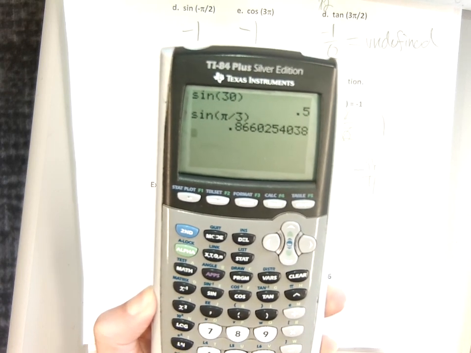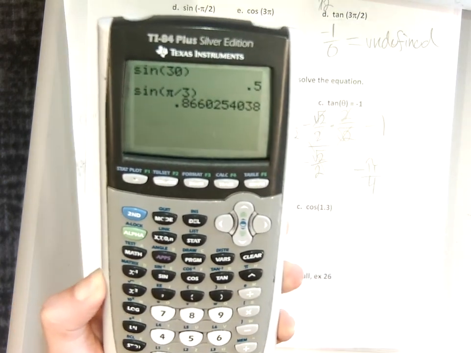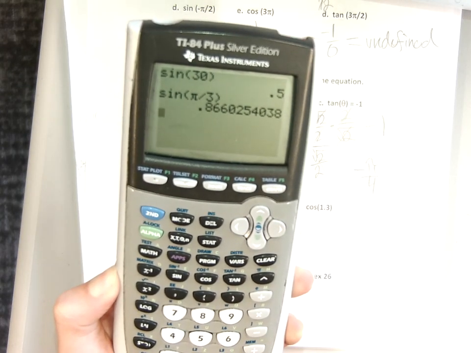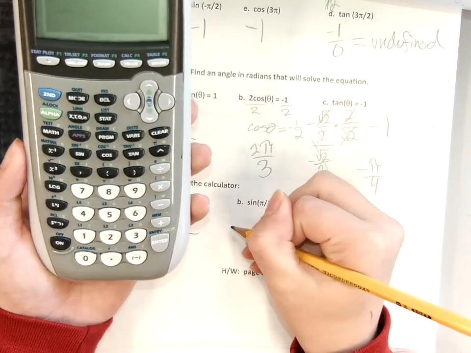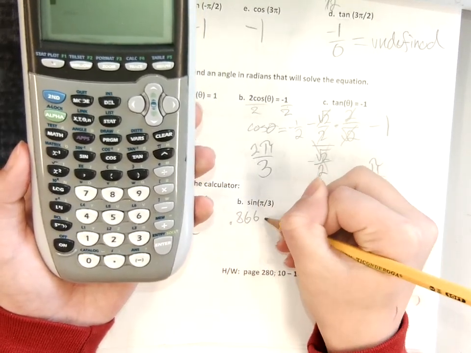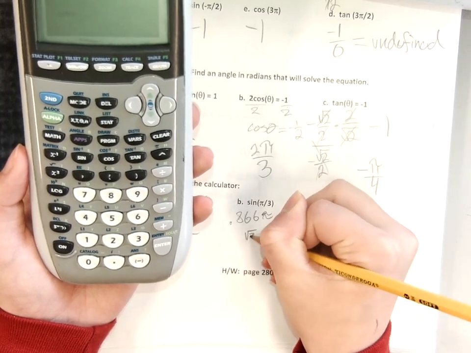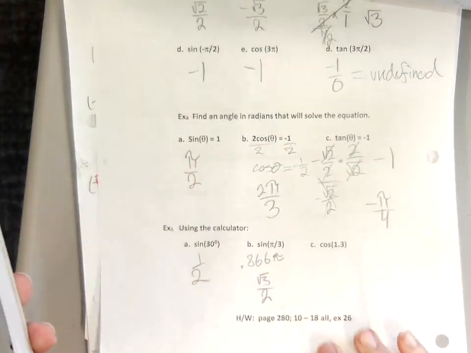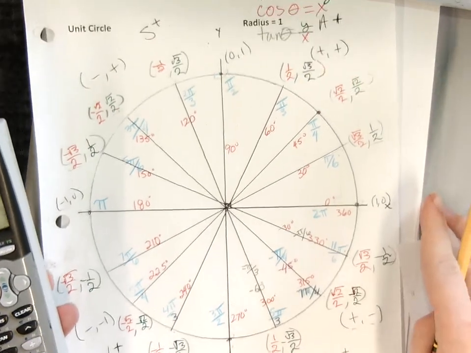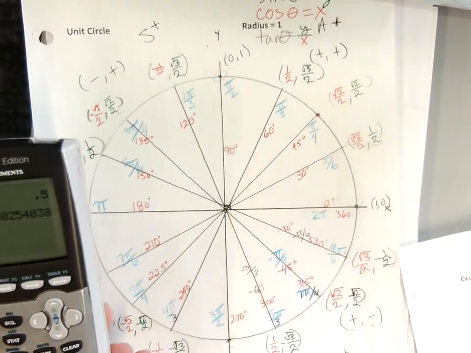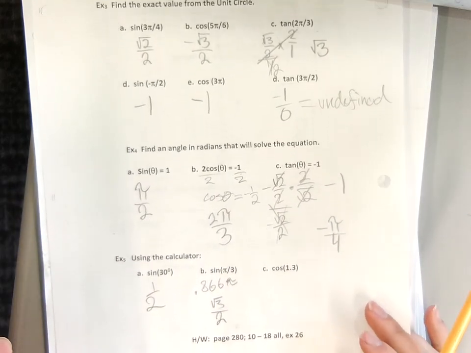So the true answer though is square root of 3 over 2. Why do I know that? From our circle, right? Isn't that the answer, square root of 3 over 2? We get a decimal answer, and the decimal answer is fine, but the exact answer is square root of 3 over 2, isn't it? Check your circle. Go to pi thirds. That's the y value of pi thirds. The decimal answer is what the calculator gives, right?